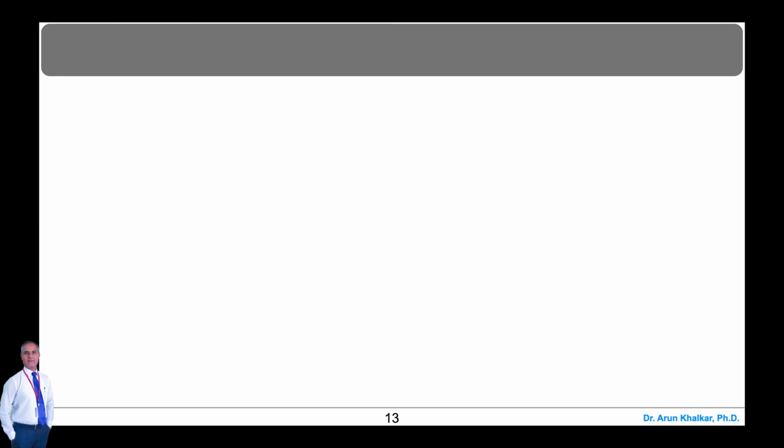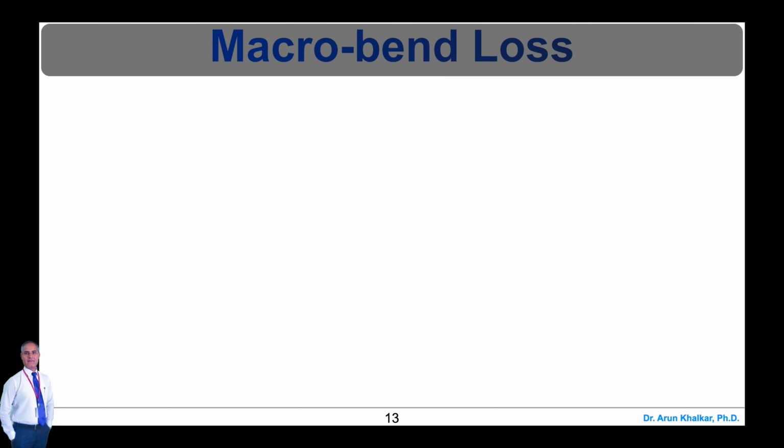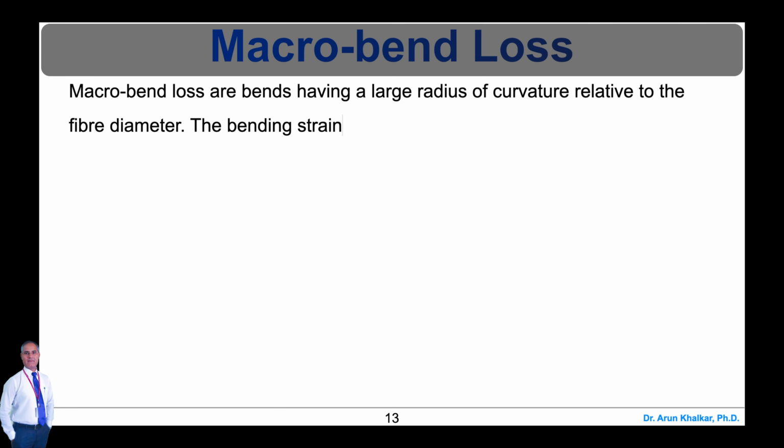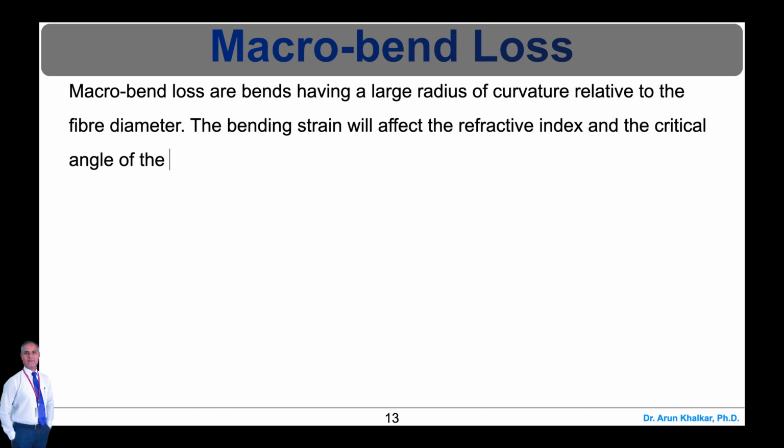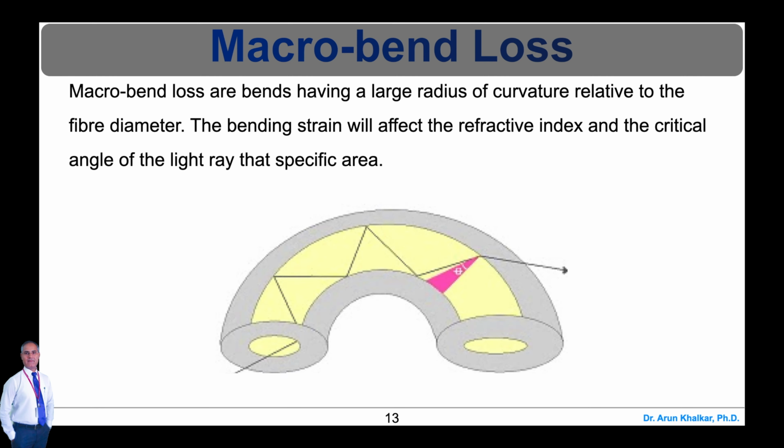The extrinsic attenuation is caused by two external mechanisms, macro bending and micro bending. Both of them cause reduction in optical energy. So let's see, first of all, macro bend loss. Macro bend loss is a large scale bend which is visible when the fiber is bent through a large angle. Strain is placed on the fiber along the region that is bent. The bending strain will affect the refractive index and the critical angle of the light ray in that specific area. As a result, light traveling in the core can refract out and loss occurs as shown in this figure.